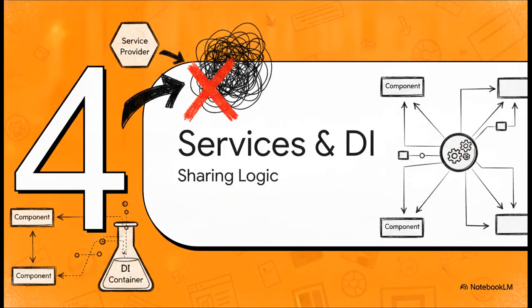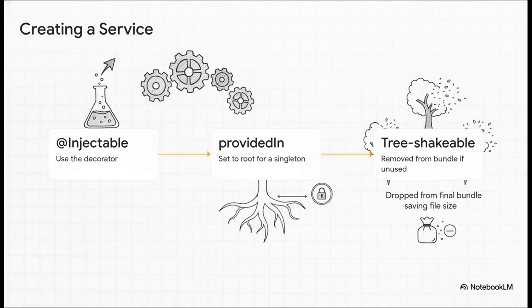Next up, Pillar 4, services and dependency injection. Let's move to services and see how this builds. To share data across your app without ending up with tightly coupled spaghetti code, you create a service using the @Injectable decorator. By setting providedIn root, you're telling Angular's root injector to create one single shared instance.